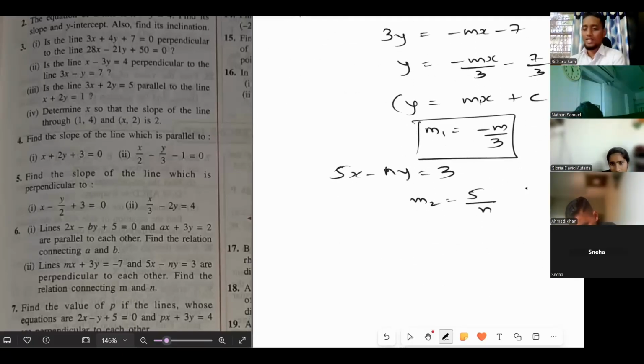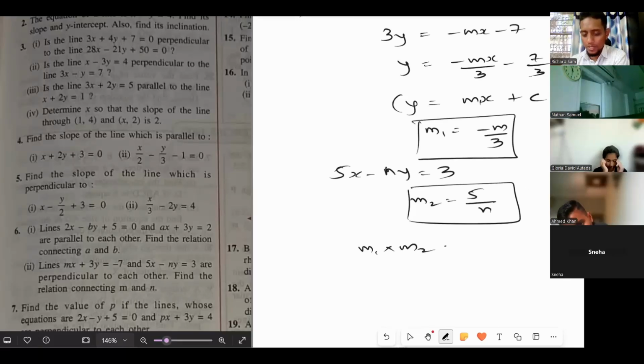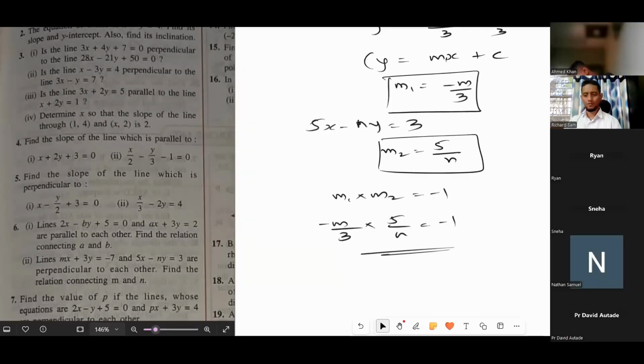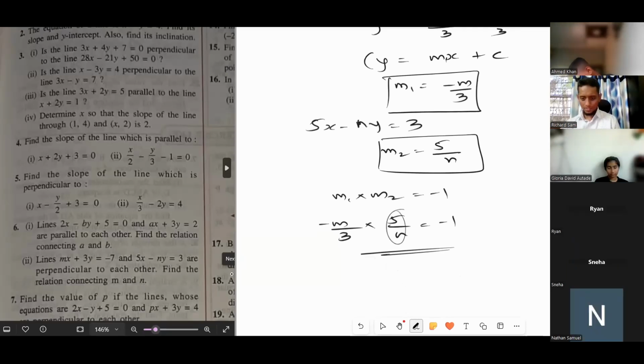Alright, so since these two lines are perpendicular to each other, therefore m1 into m2 will be minus 1. So substitute these two values in this formula. You'll have minus m upon 3 into 5 upon n is equal to minus 1. This is the relation. So you need to convert this formula in such a way that you have m on one side and n on the other side. So let's take 5 upon n on the other side.